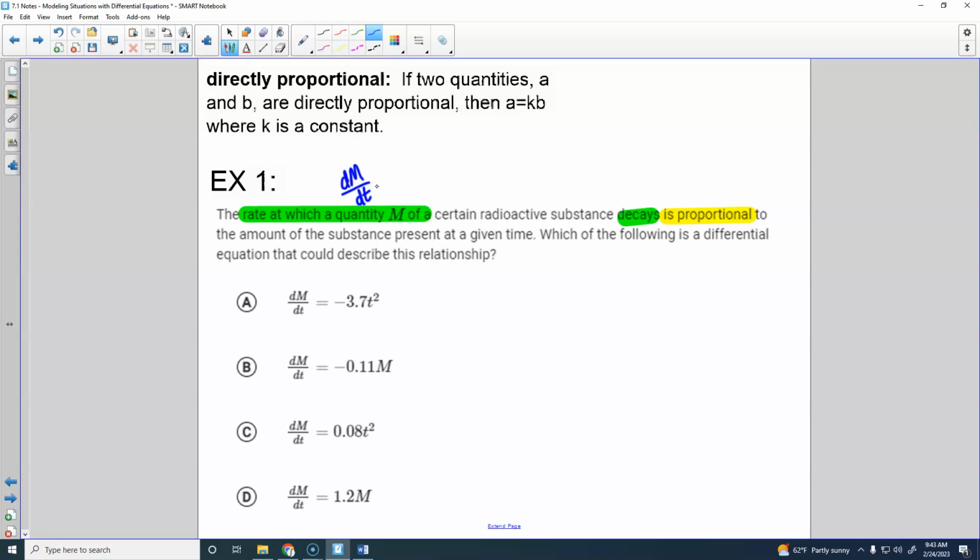All right, because whenever we talk about rates, we're looking at that derivative. And it is proportional to the other part that we have right here, the amount of substance present. What is the amount of substance present?